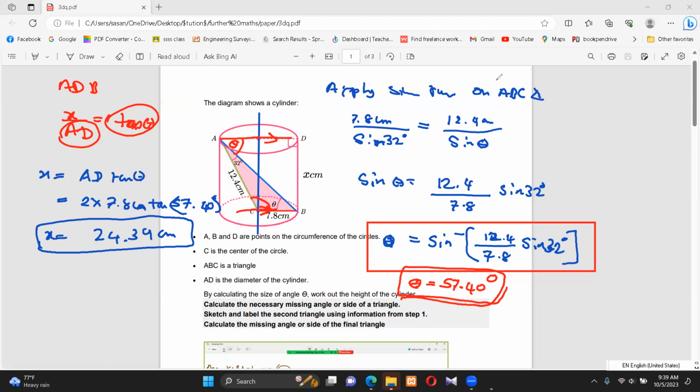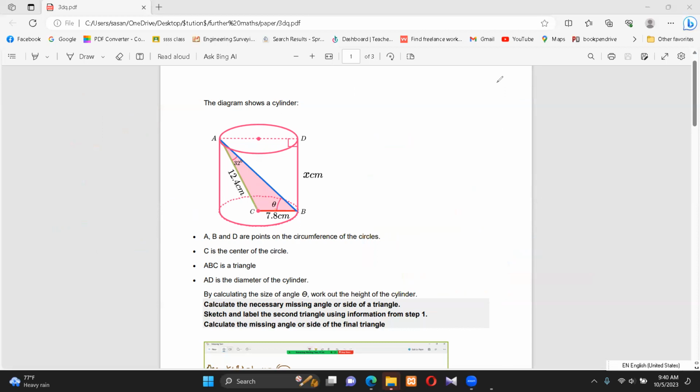Give me a few moments. I want to store this answer. I store this answer as y. Right. Okay. Now we know this angle theta and the vertical height of the cylinder as well. Right. Okay. I used to clean this and go forward.